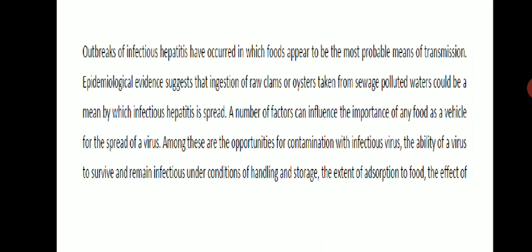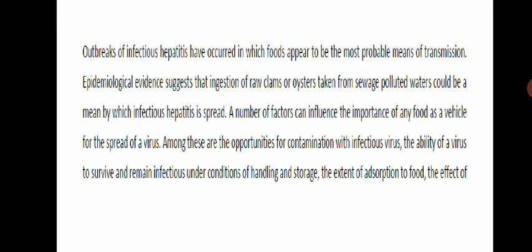Outbreaks of infectious hepatitis have occurred in which food appeared to be the most probable means of transmission. There are several diseases like hepatitis and others caused through milk. Epidemiological survey evidence suggests that ingestion of raw clams or oysters taken from sewage polluted waters could be a means by which infectious hepatitis is spread.